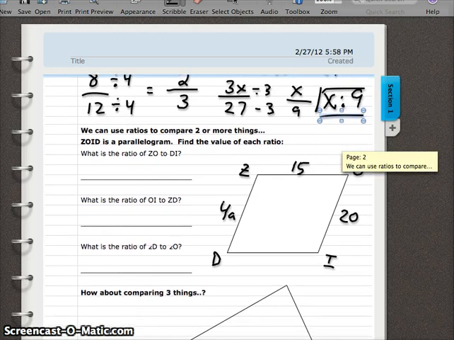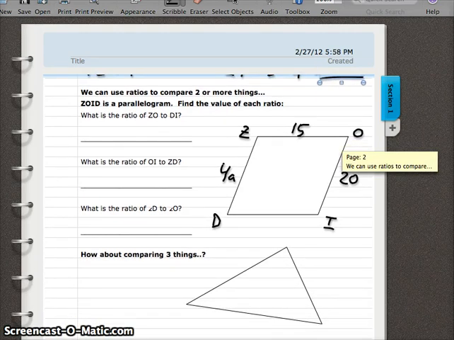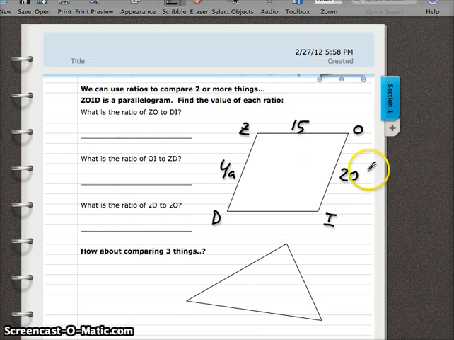Okay, so let's see if we can apply ratios to geometry here. We can always use ratios to compare two or more things. So for instance, we have a parallelogram. Think back to our properties of parallelograms. We can write ratios comparing sides. We can write ratios comparing angles. Doesn't matter. So we're asked to write the ratio comparing side ZO to side DI. Okay, well ZO is 15.